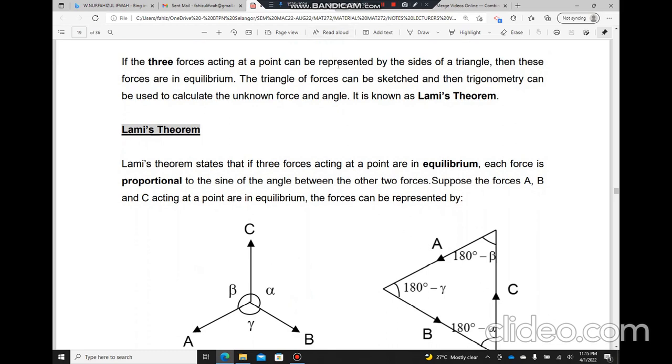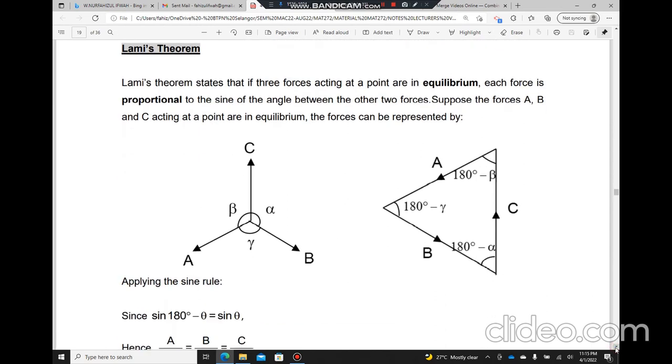Sebab dia akan represent bila three forces ni dia berada pada satu point, kita boleh represent dia sebagai sides of triangle. Maknanya kita boleh jadikan dia sebagai sisi triangle. Okay, then these forces are in equilibrium. So dia automatic dia berada dalam equilibrium kalau dia membentuk triangle. So Lami's theorem states that if three forces acting at a point are in equilibrium, each force is proportional to the sine of the angle between the other two forces.